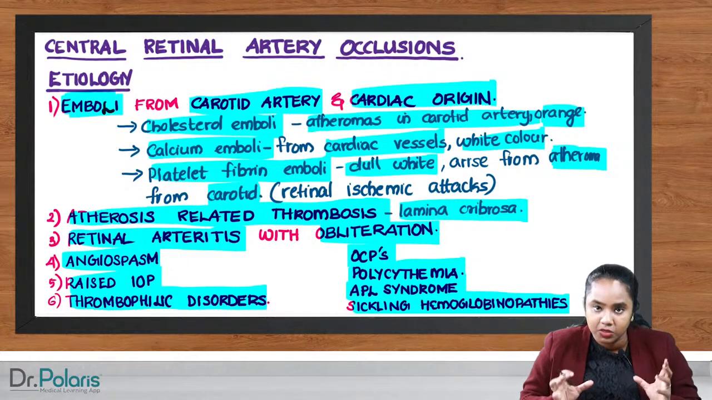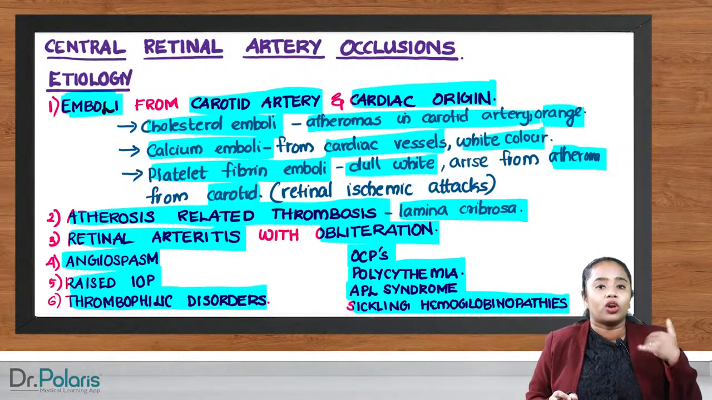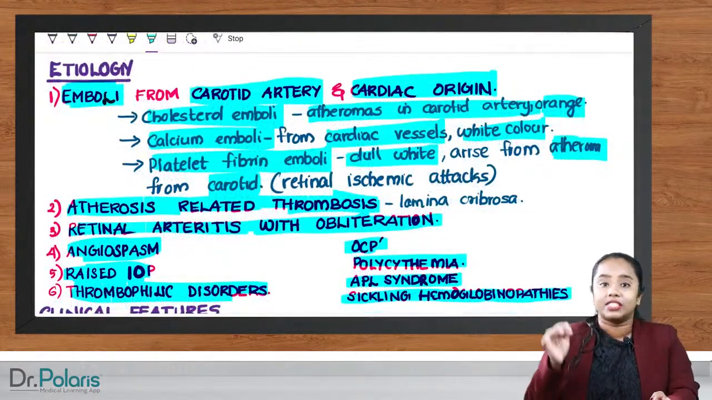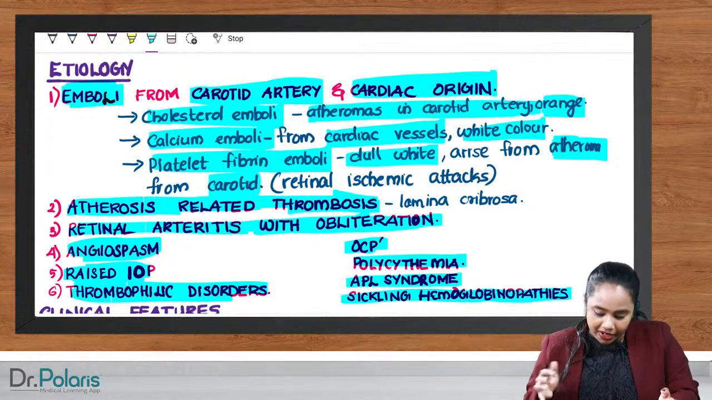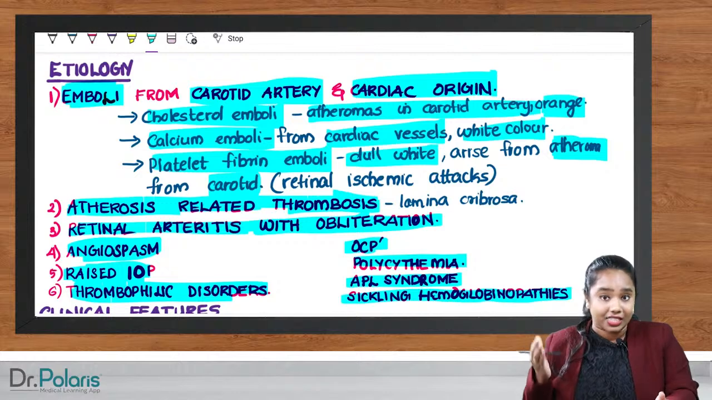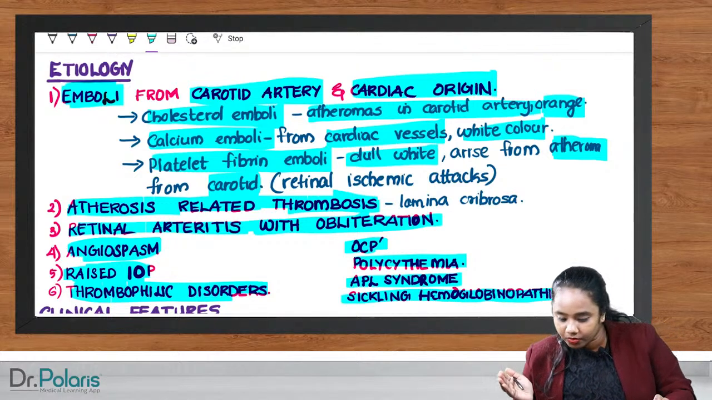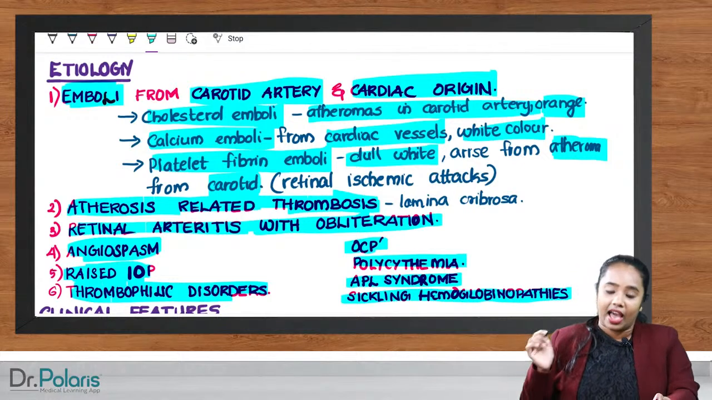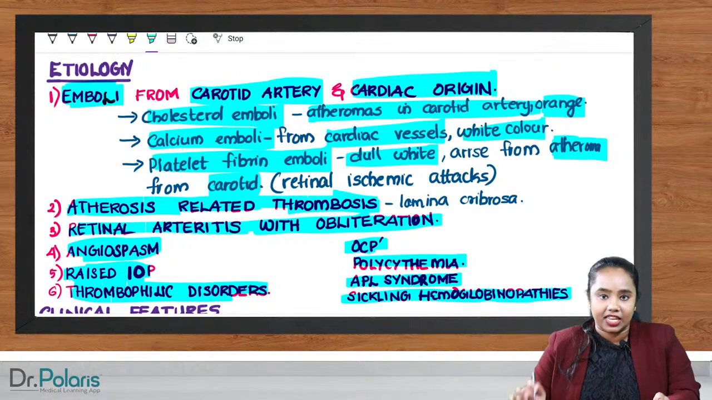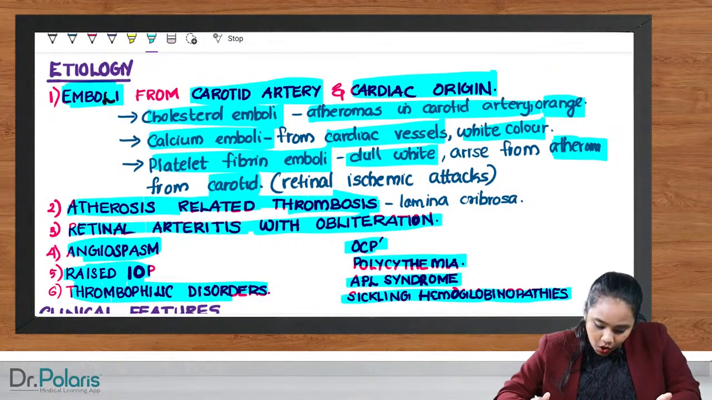Arterial occlusion most of the times is going to be an emboli, and this emboli usually from the heart or from the carotid. Atherosis related thrombosis is the second cause, which is mainly in the lamina cribrosa area. Retinal arteritis with obliteration, angiospasm, raised intraocular pressure, thrombophilic disorders existing in the patient or other sickling hemoglobinopathies, antiphospholipid syndrome, then polycythemia and OCP use. These are the common etiologies associated with central retinal artery occlusion.